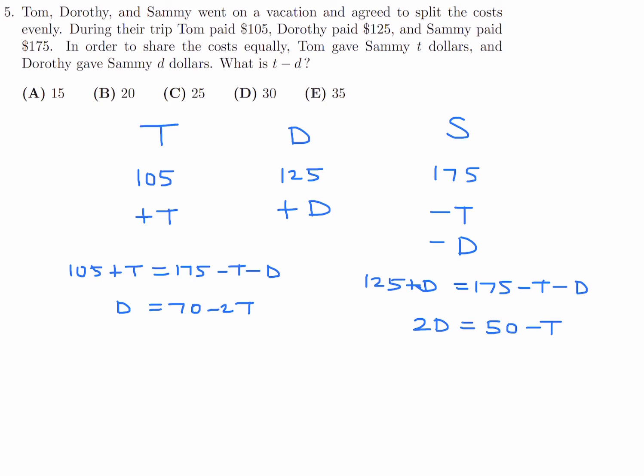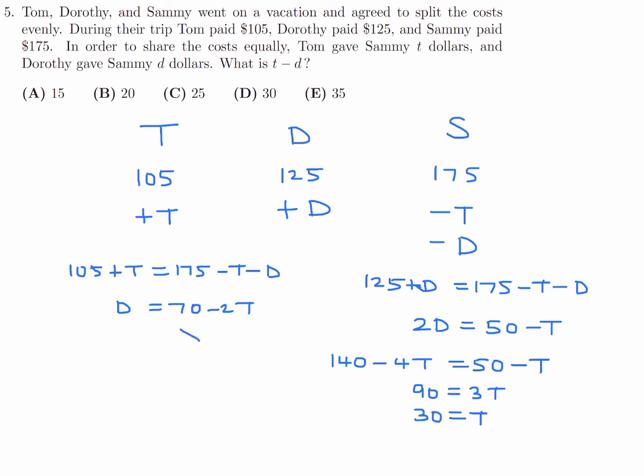And now you just isolate, I guess. You can sub this guy into here. And if you do, you get 2 times that. So it'd be 140 minus 4T is equal to 50 minus T. And therefore, 3T is equal to 90. And therefore, T is 30.